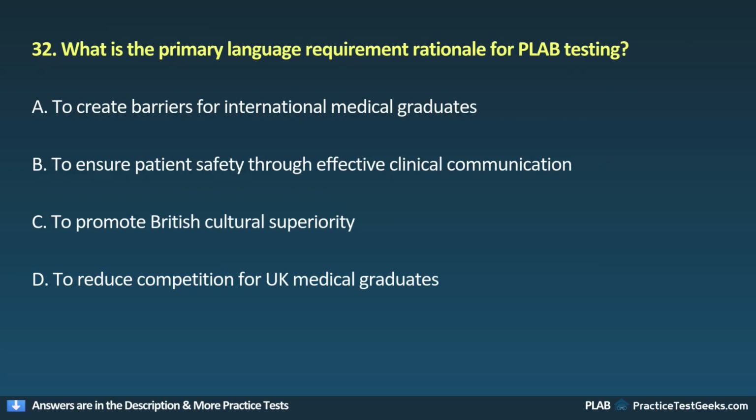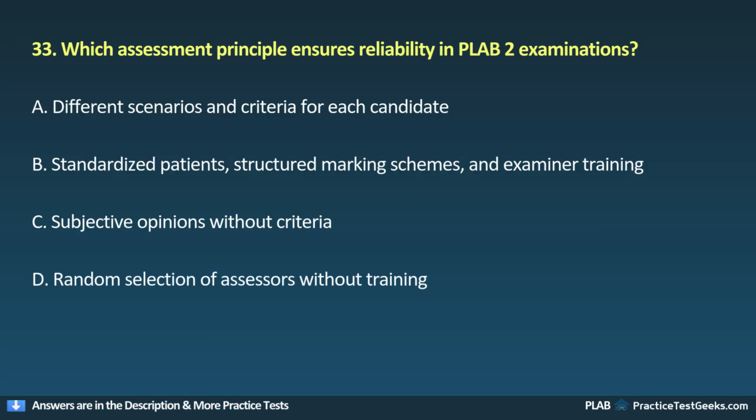32. What is the primary language requirement rationale for PLAB testing? A. To create barriers for international medical graduates. B. To ensure patient safety through effective clinical communication. C. To promote British cultural superiority. D. To reduce competition for UK medical graduates.